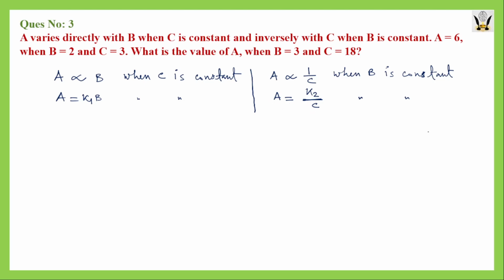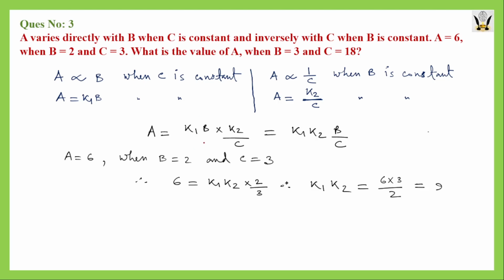Now we can combine these two, and the final relation that we'll be getting is A will be equal to K1 K2 multiplied by B by C. So this is the final relation. Now in the first condition, the values of A, B and C, these three values are given. So in this relation, if we put the values of A, B and C, then we can easily find the product of K1 and K2. So A is equal to 6 when B is equal to 2 and C is equal to 3, and in this given relation, if we put these values, then the product of K1, K2 will be 9. So this much we have found so far.